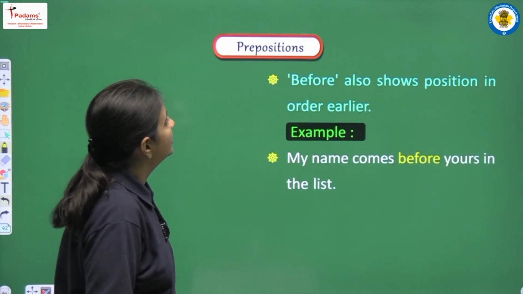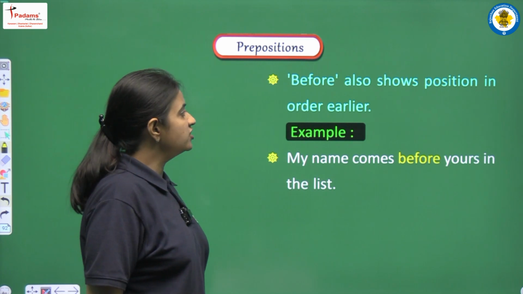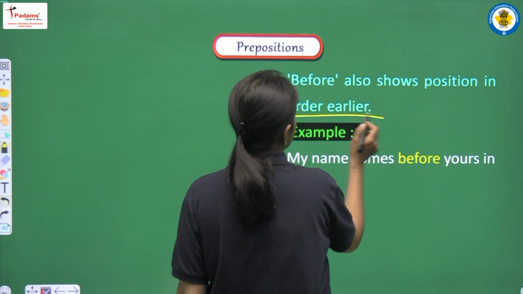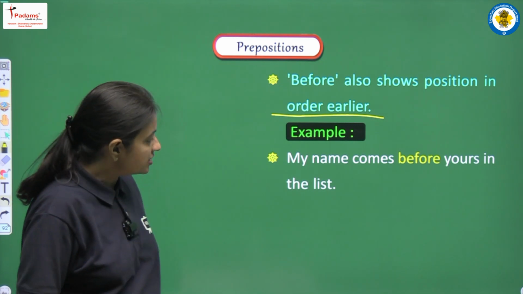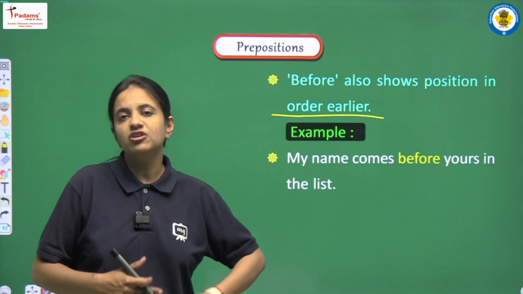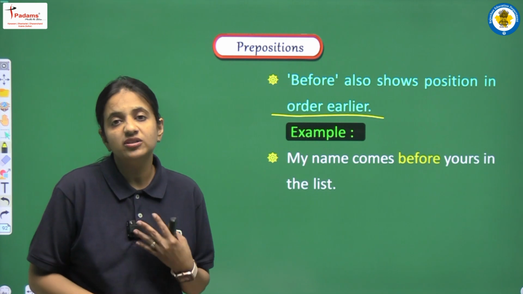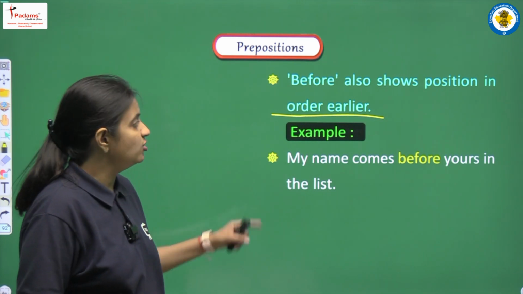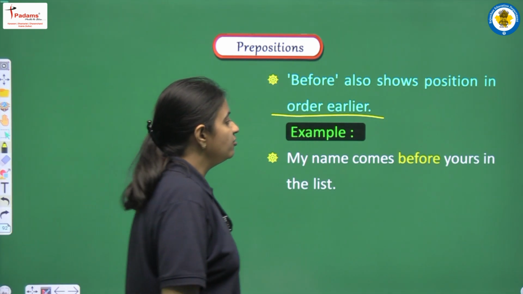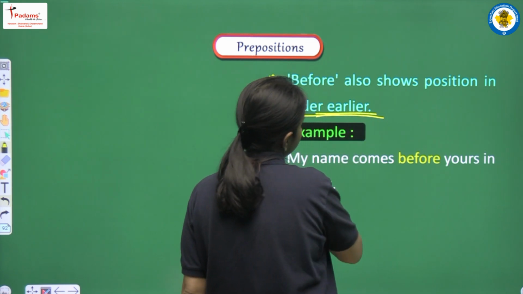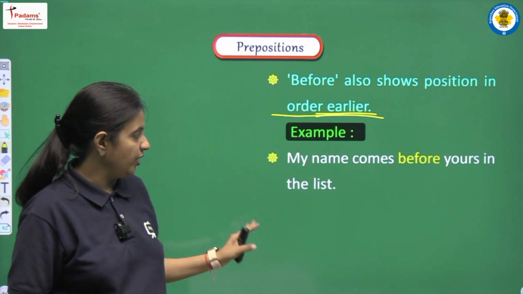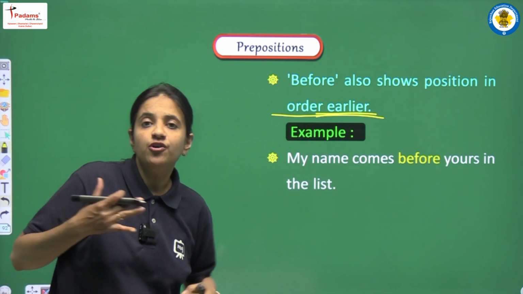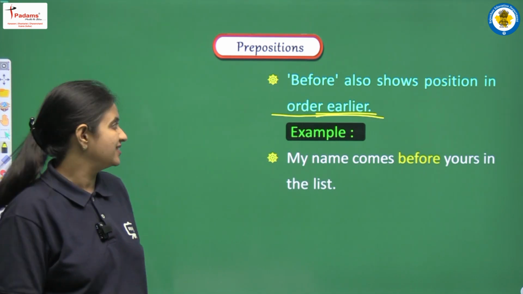Next, before also shows position in order, earlier. Let's see the example. My name comes before yours in the list. So if we are talking about the order, if we are talking about the sequence, then also we can use before, and then we can show the earlier position, the earlier order with the help of before. Like in this example, we are showing that my name comes before yours in the list.